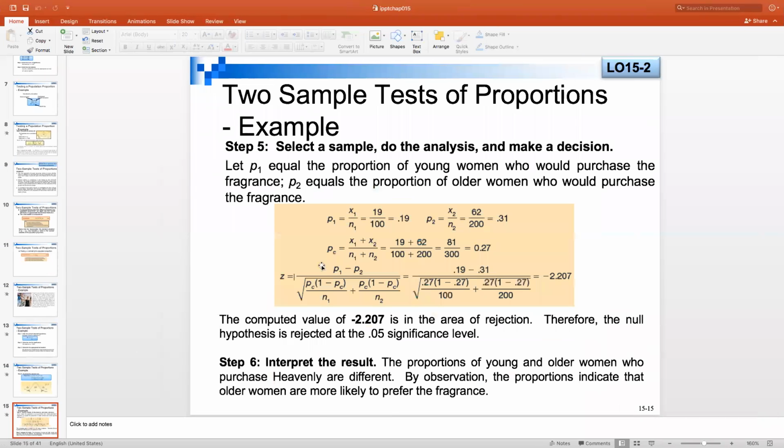All right, so step 5, we do a little bit of math here. Select the sample, do the analysis, make a decision. So P1, let's go with younger women. Okay, that's going to be P1. Now, of the younger women, how many were asked? And here's our answer in here. What's the sample size of the younger women? 100. Okay. How many of them like the perfume? 19. 19, there you go.